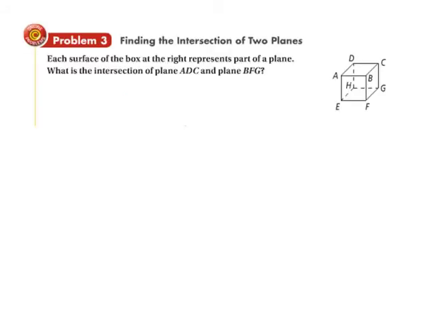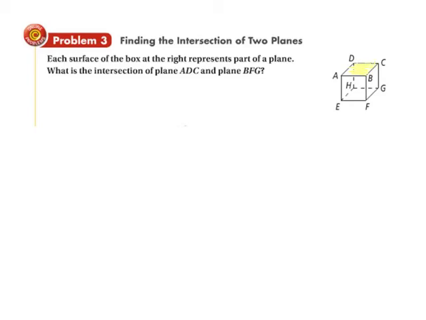All right, let's do problem number 3. Problem number 3 says each surface of the box at the right represents a part of a plane. What is the intersection of plane ADC and plane BFG? All right, here's where I get the color. So I'm going to do one of them yellow. I'm going to do ADC. Let's see, that's this plane right here.